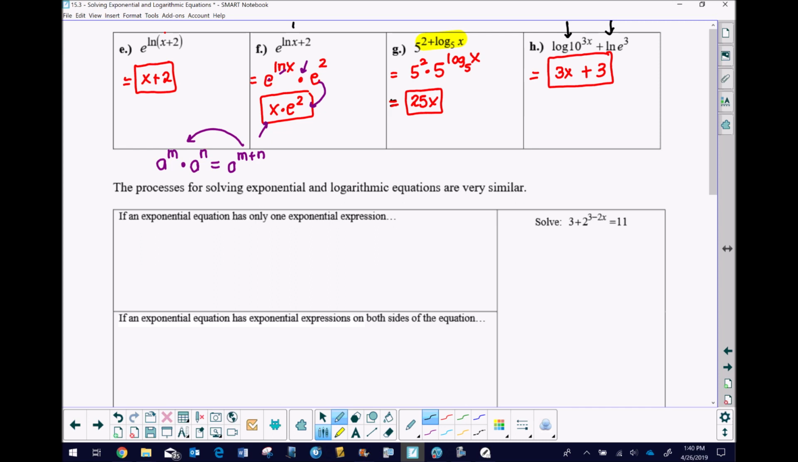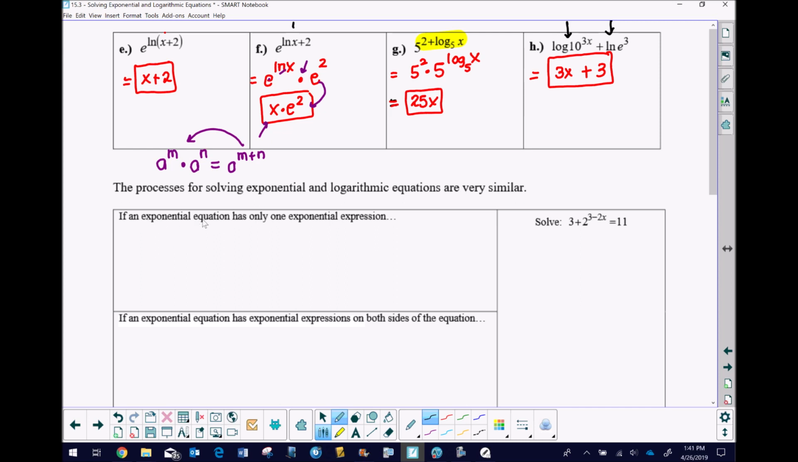All right. Now, we move on to the process for solving an exponential and logarithmic equation. It's very, very similar. So what we've got right here is an example to the right. 3 plus 2 raised to the 3 minus 2x, all equal to 11. Lots going on with that. There's a lot of stuff in there. You're not used to solving equations that have x's in the exponent. That's why we are giving this its whole sort of chapter devoted to the process.